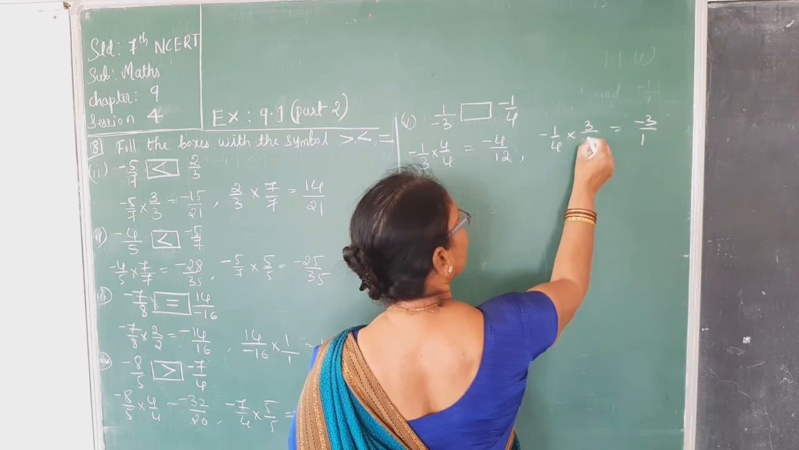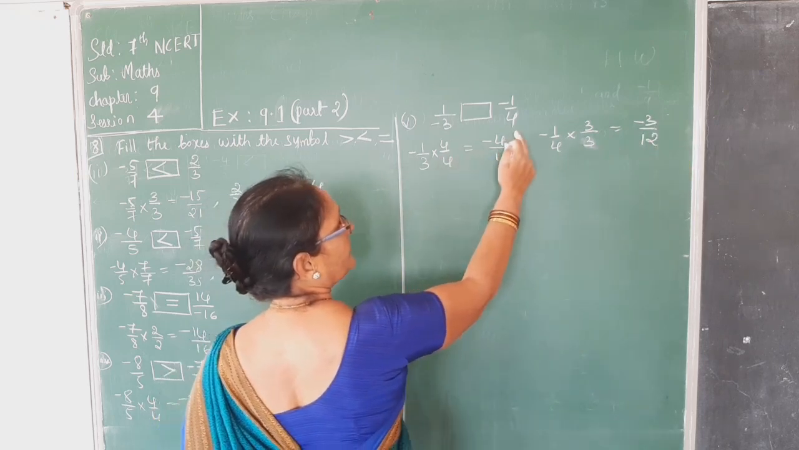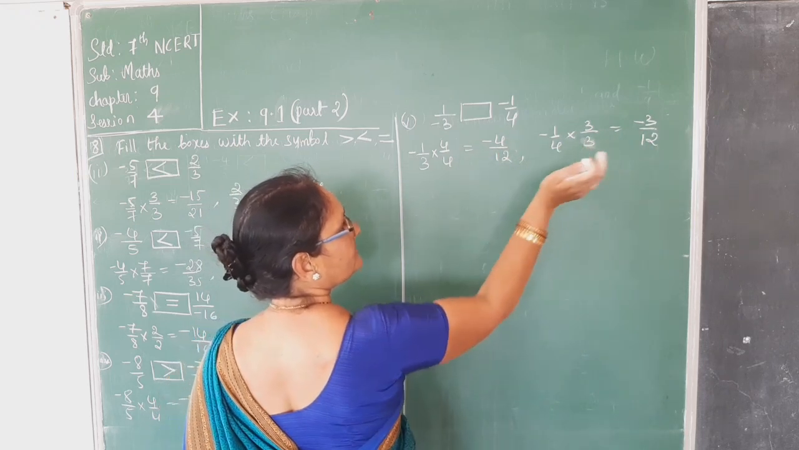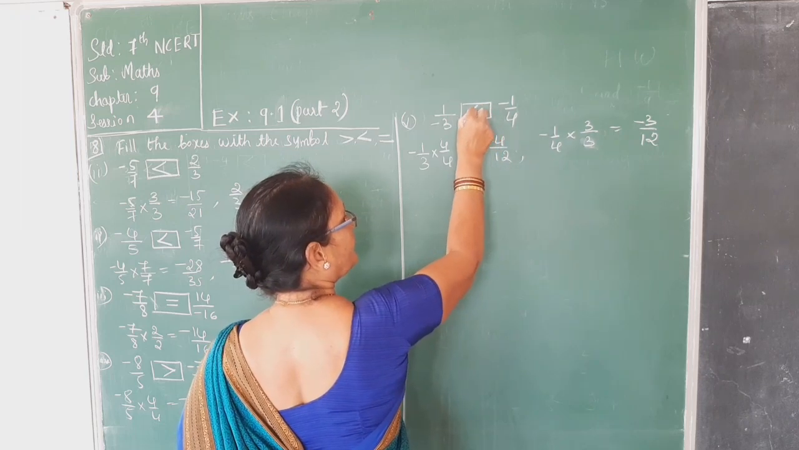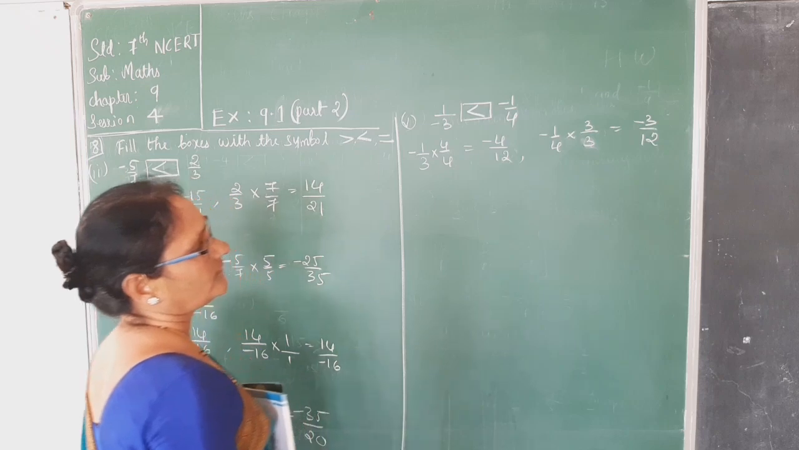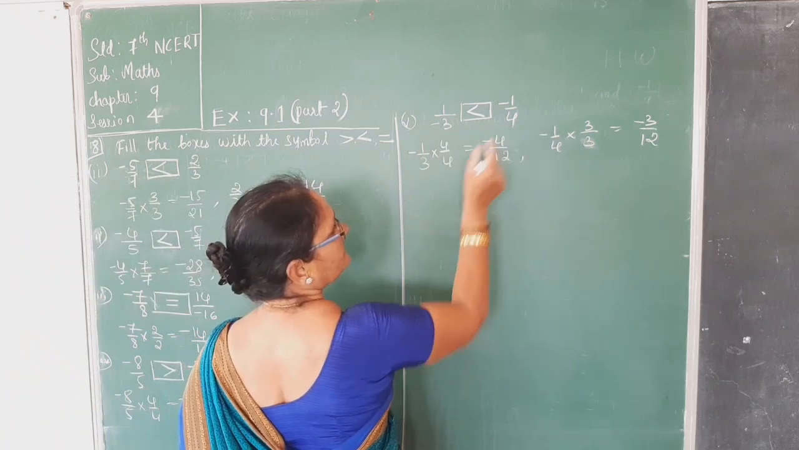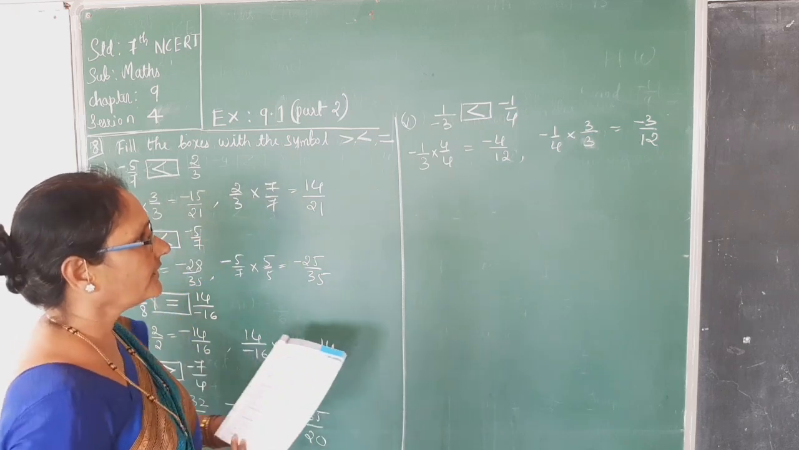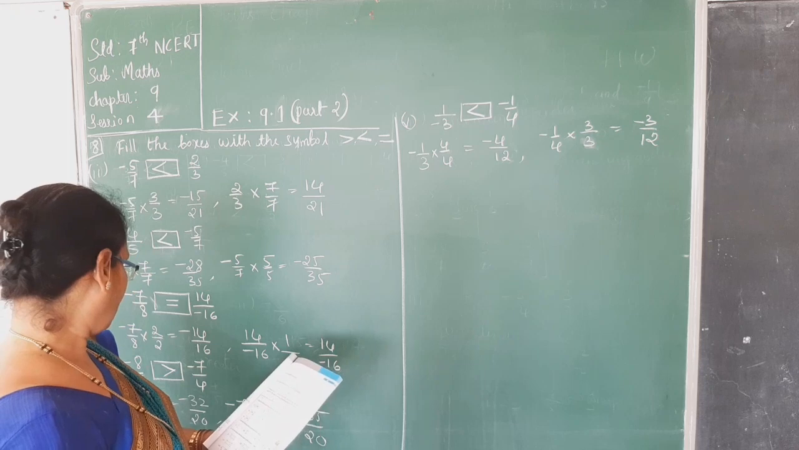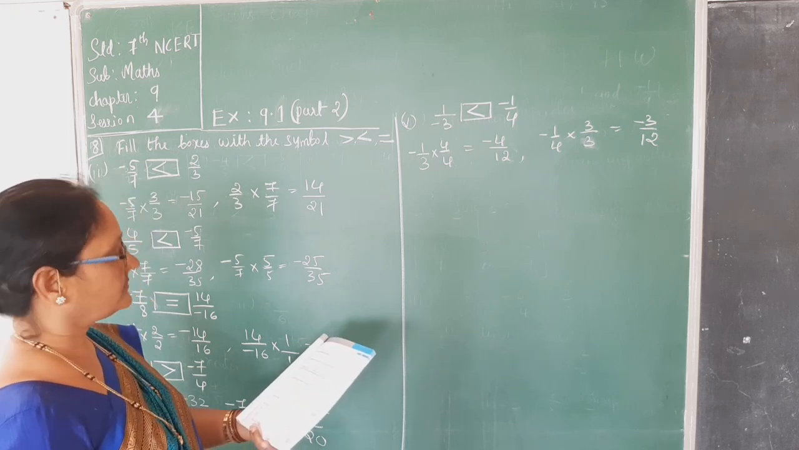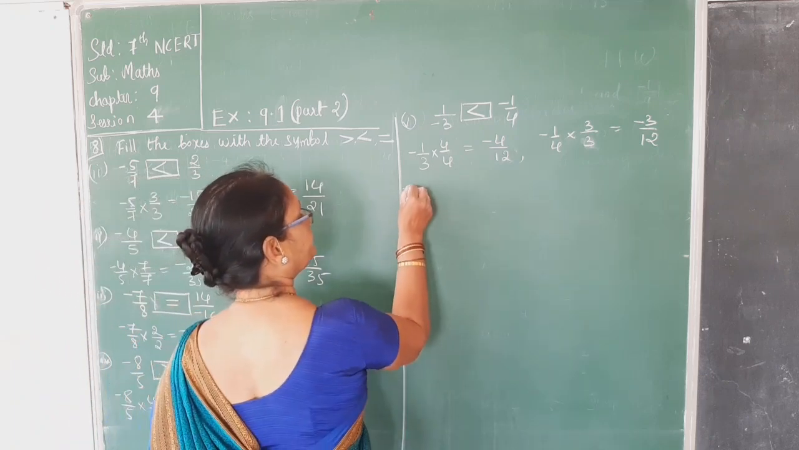Here see, this is 12. Minus 3 by 12 and here it is minus 4 by 12. Which is greater? Minus 3 is greater. That means minus 4 is smaller. Minus 4 is smaller than minus 3, means automatically this will be smaller than this. Okay. So this is what the fifth one. Then next comes, the fifth one I have done. Now the sixth one.